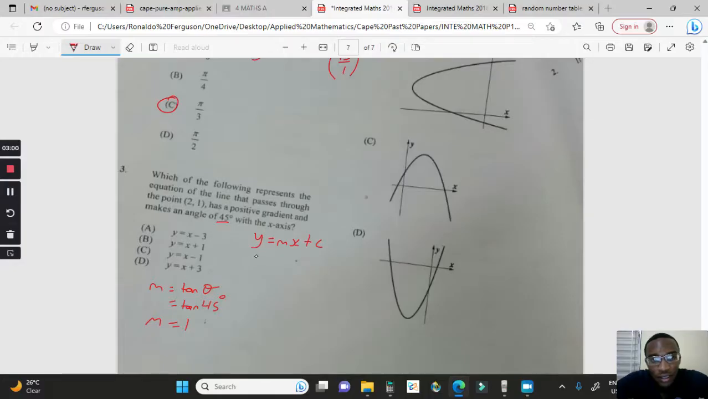So then y is equal to 1x plus c, but the point they give you is 2, 1. So when y is 1, x is 2. Bring over, 1 minus 2 is c, so c is minus 1. So then the equation is y equals 1x minus 1, which is option C. Finish.